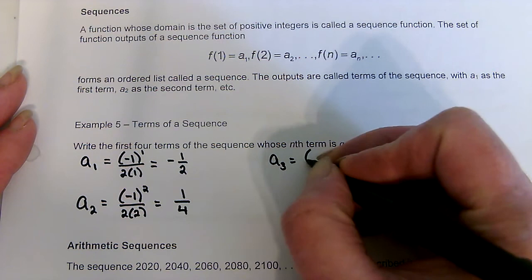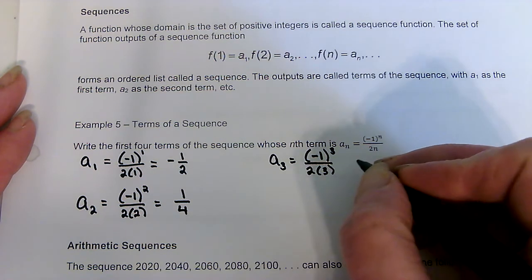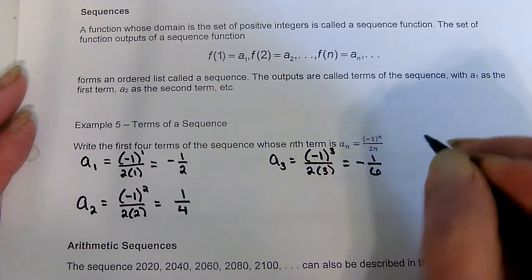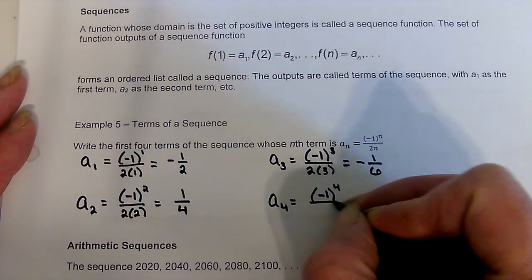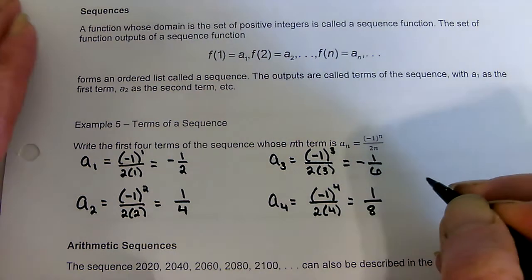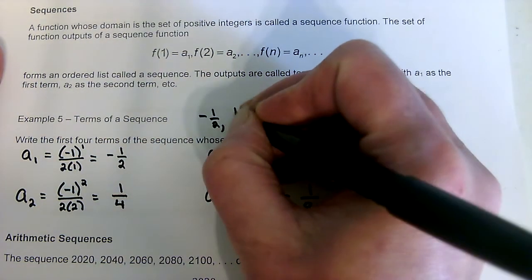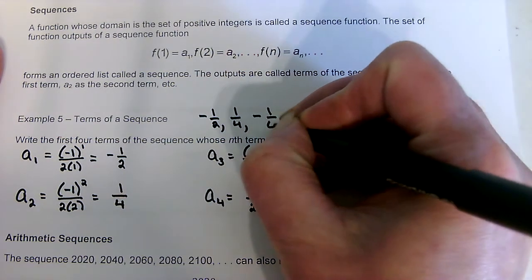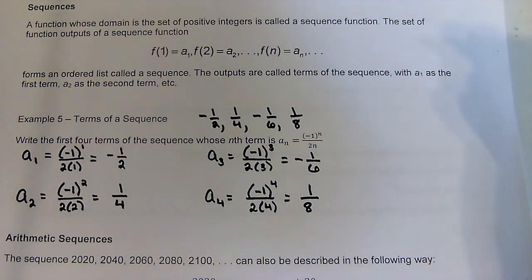The third term, I'm going to plug in 3 for n. So negative 1 cubed would be negative 1. So this would be negative 1 over 6. And the fourth term would be negative 1 to the 4th over 2 times 4. So that would be a positive 1 over 8. So you see how we get this pattern going. It's negative 1/2, then positive 1/4, then negative 1/6, then positive 1/8. And once you see the pattern, you wouldn't really have to plug in again, because the next term would be negative 1/10, then positive 1/12.